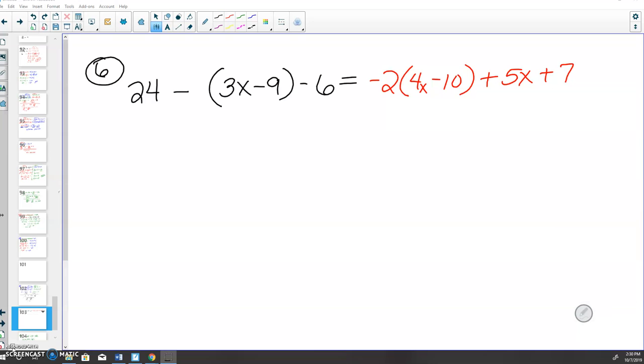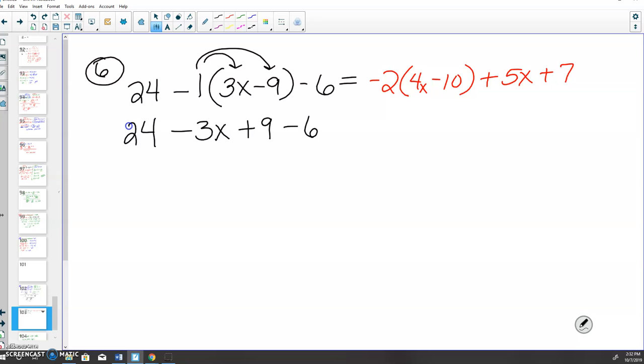So what are you going to put right in front of that negative sign? It's going to be your what? Your 2-timer. So you know you're going to have to do negative 1 times 3, negative 1 times negative 9. Okay, here we go. So I need to do my parentheses first. I can't combine 3x minus 9 because 9 doesn't have an x, right? So I have 24, negative 1 times 3x is negative 3x. Negative 1 times negative 9 is positive 9 minus 6.